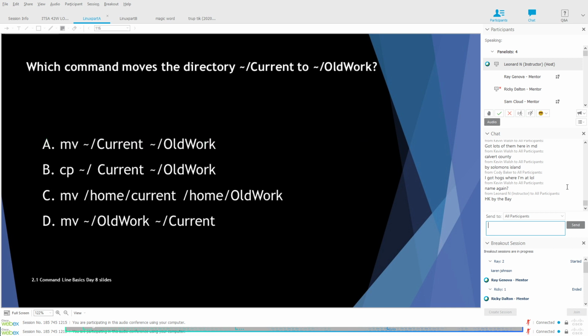Which command moves the directory home/current to home/oldworld? All right, which ones can we eliminate first? Well, we're moving, we're not copying, right? So we can immediately eliminate B. D is not in the correct order.